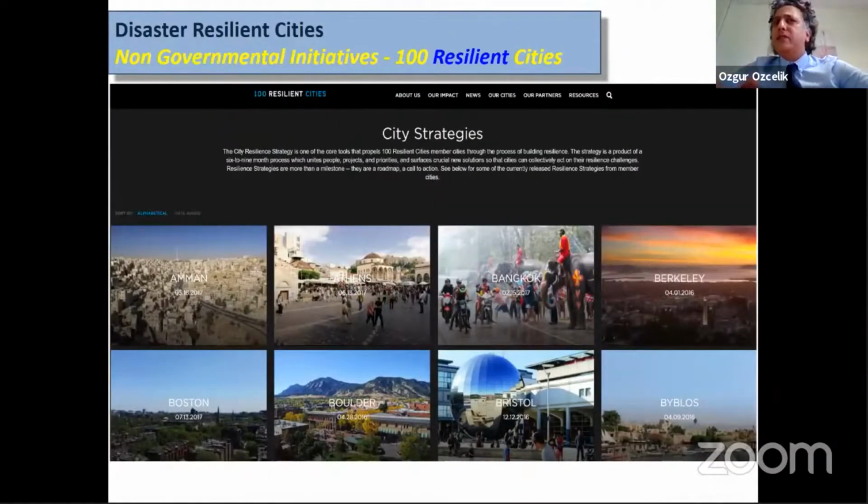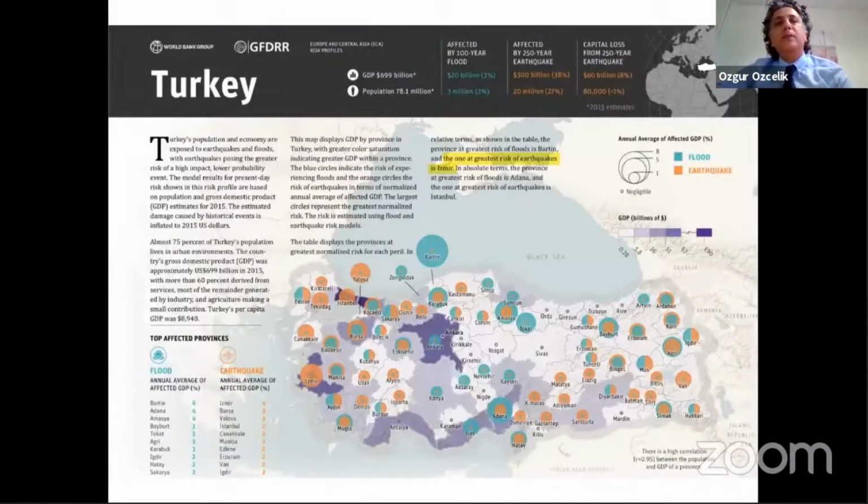And there are some non-governmental initiatives for resiliency work, for resilient cities. One of them is shown here, which is 100 Resilient Cities. If you look at Turkey, this work was done by the United Nations Office for Disaster Risk Reduction. And this was a country report. If you look at Turkey, flood and earthquake are the two major hazards.